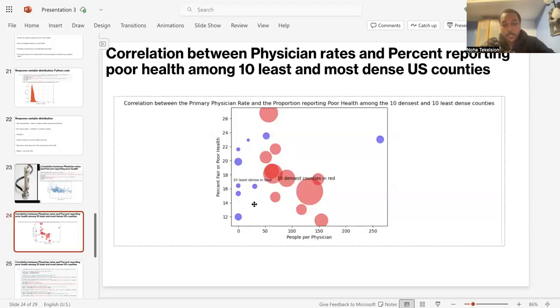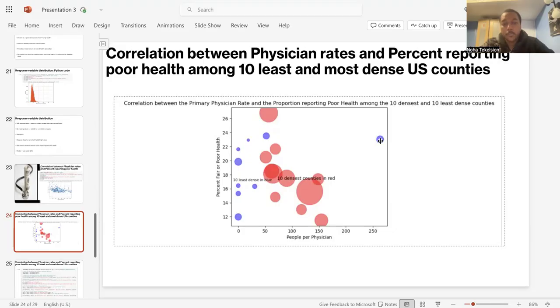What we can see, well, it's hard to read too much into this, but the first thing I see is close to zero people per physician. We have an almost vertical line of some of the least dense counties. So when it comes to the least dense counties, there doesn't seem to be a correlation between access to physicians and how people are scoring their health. Well, we have the furthest out least dense county at 250 people per physician, which means, wow, not a lot of access.